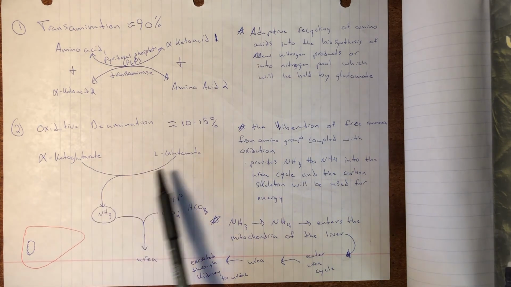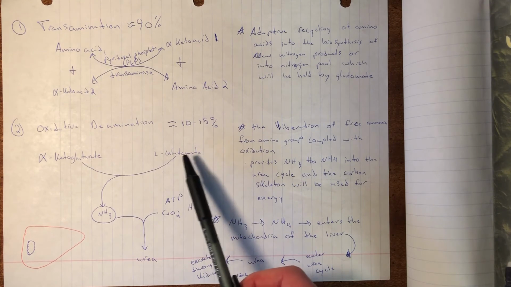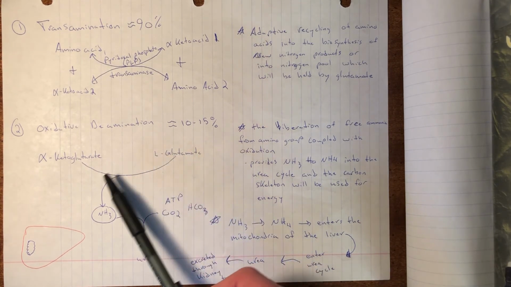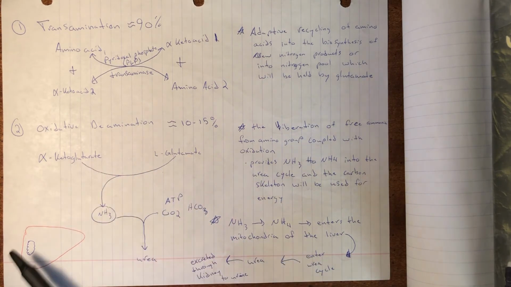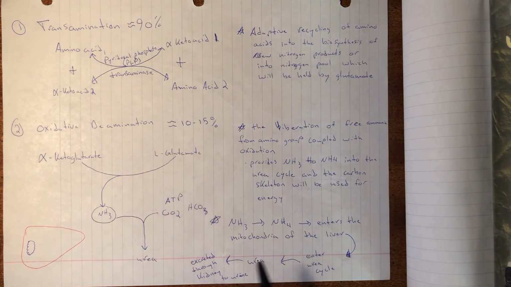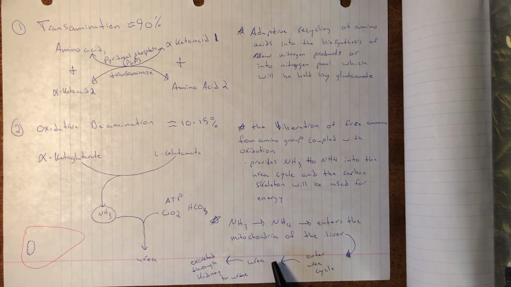So here we have oxidative deamination. You have this glutamate right here, which is the nitrogen holder, the amine group holder, where the ammonia is going to be taken off of the glutamate and become alpha-ketoglutarate, and this ammonia is going to become urea eventually. It enters the mitochondria of the liver, and then through the addition of ATP, CO2, and bicarb, it enters the urea cycle and becomes urea.